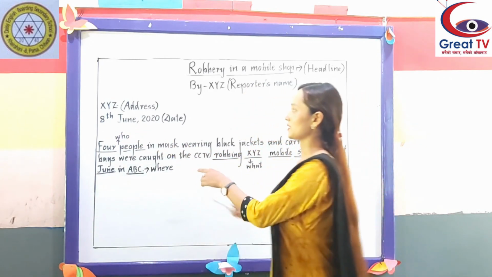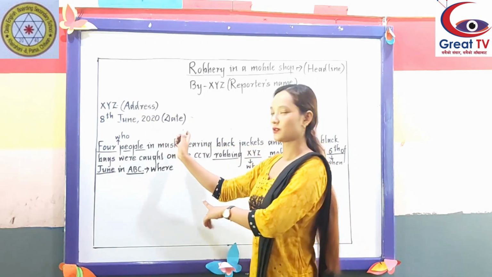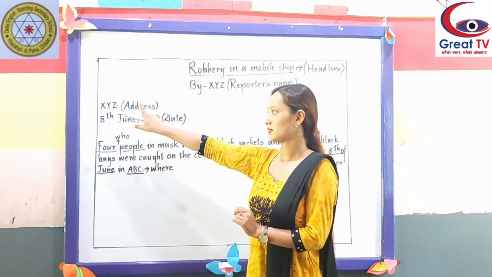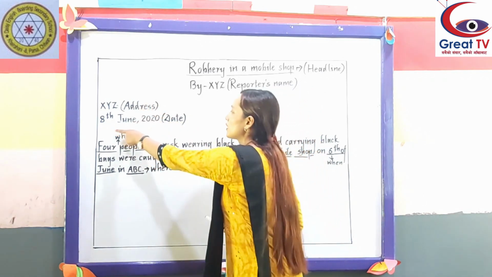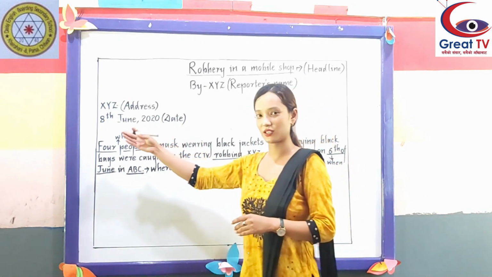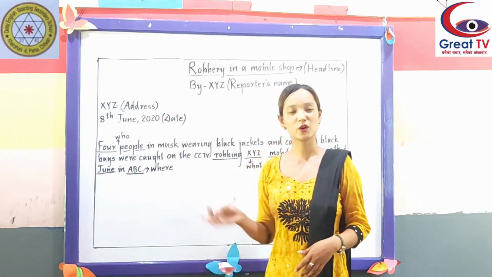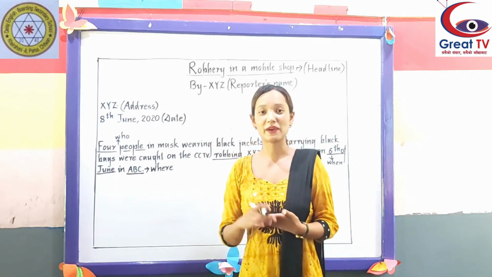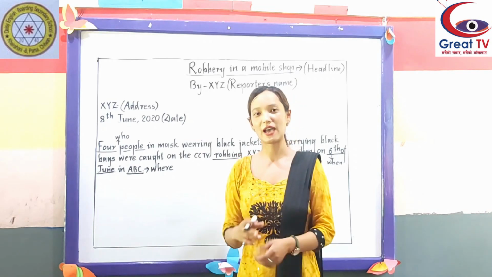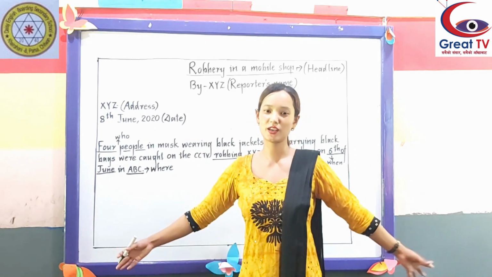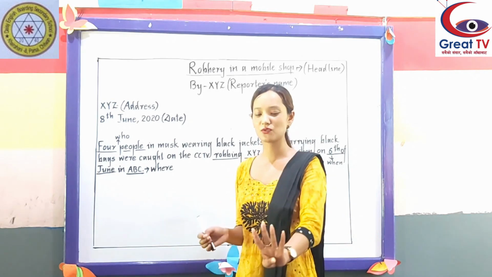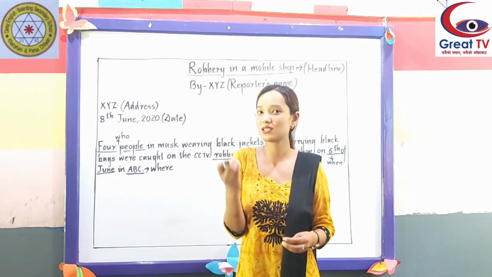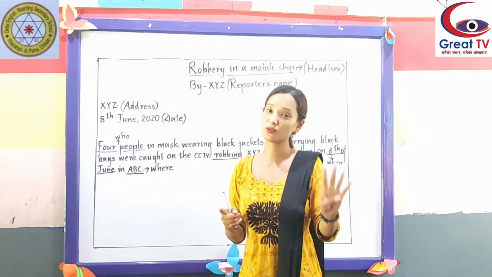Address is done, date is done. After you complete this step, you leave one line space, and then we move on to the opening paragraph of the report. In the opening paragraph, you don't have to explain in much detail. You just have to answer those 4 questions: who, what, when, and where.